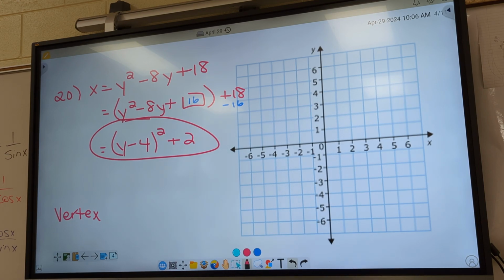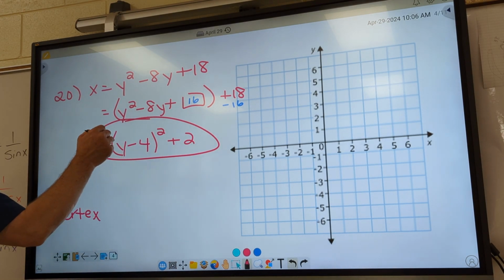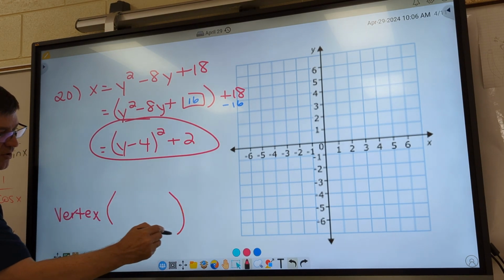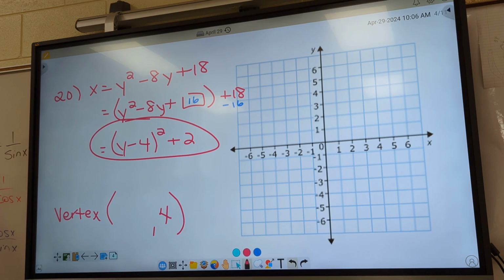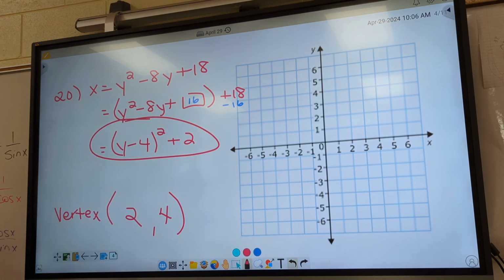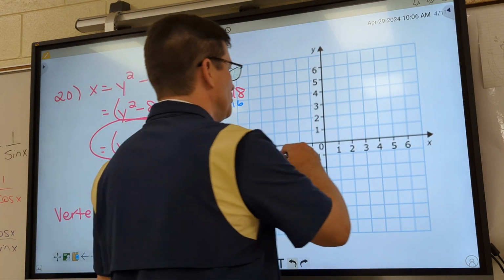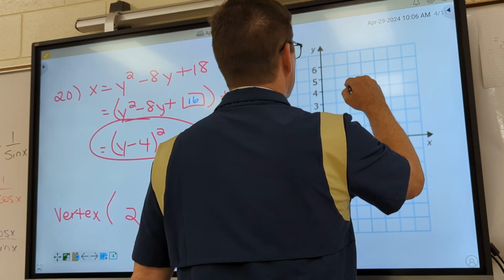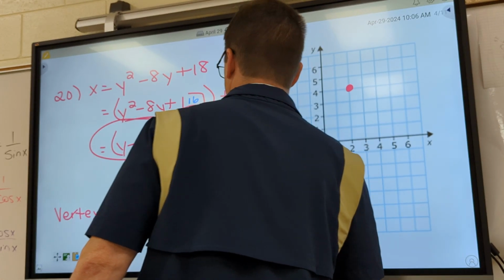All right, so first question about something that's new is, what is the vertex going to be? Now look, the 4 is with the y. So when you write it in your answer, you flip the sign, it goes in the y coordinate spot, right? Because it's grouped with the y. X is just going to be +2. So that's your vertex. That's one thing you got to change when doing them this way. Over 2, up 4 is here.